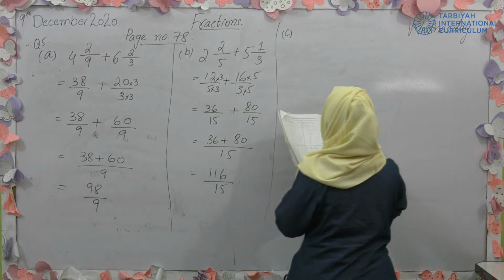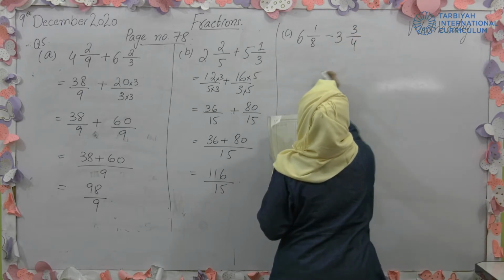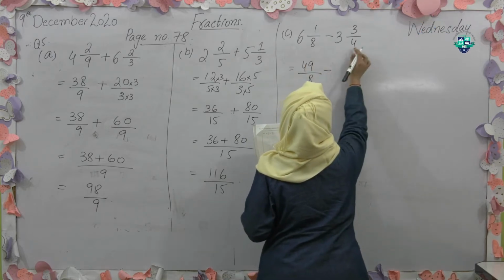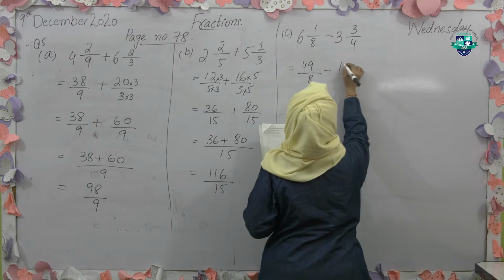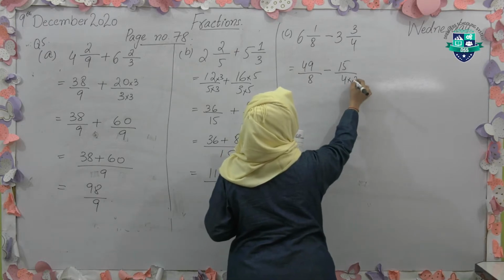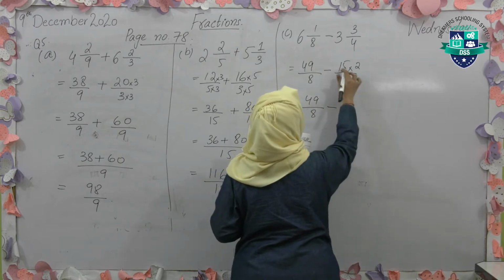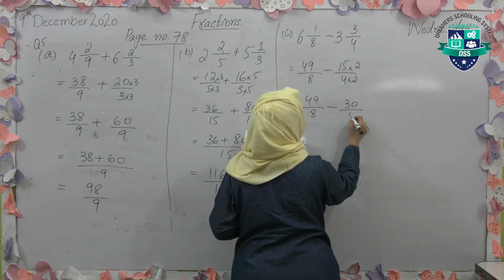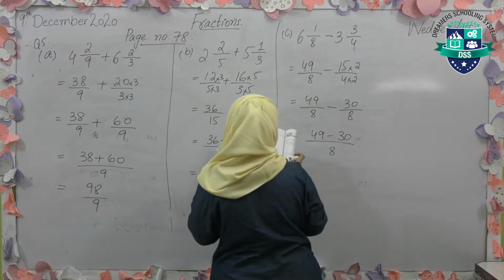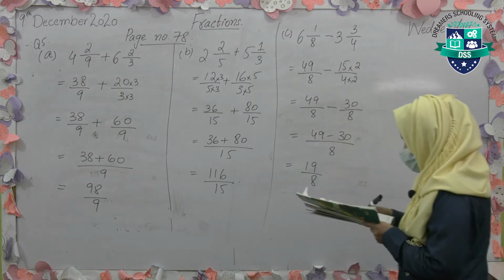C part, 6 whole 1 by 8 minus 3 whole 3 by 4. 8 6s are 48, 48 plus 1, 49 by 8 minus 4 3s are 12, 12 plus 3, 15 by 4. We have to make the denominator the same, 4 2s are 8, and again multiplying this by 2. 49 by 8 minus 15 2s are 30, 4 2s are 8. 49 minus 30 divided by 8. 49 minus 30, 19 by 8. This is already in the simplest form.